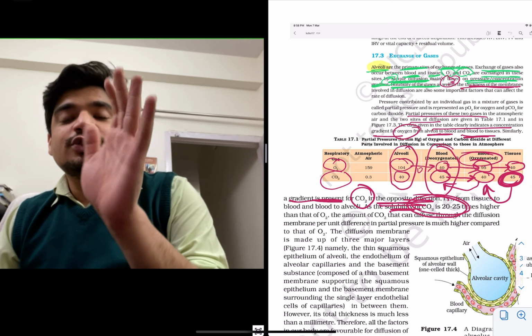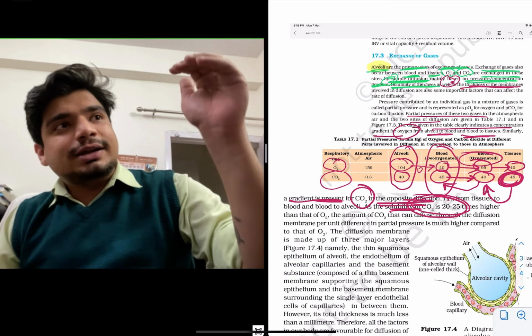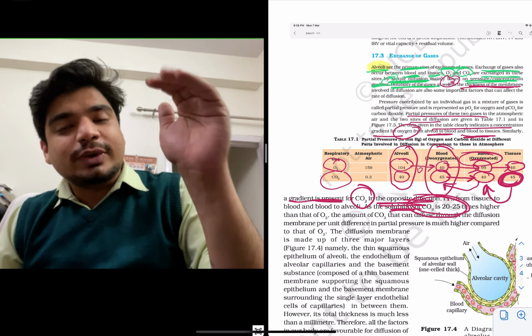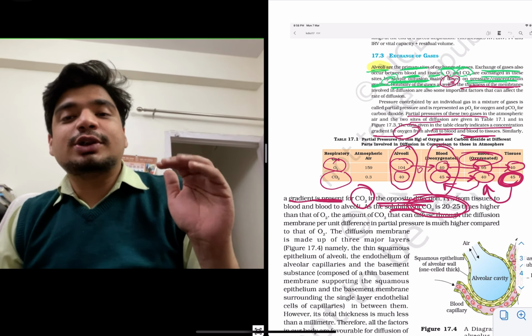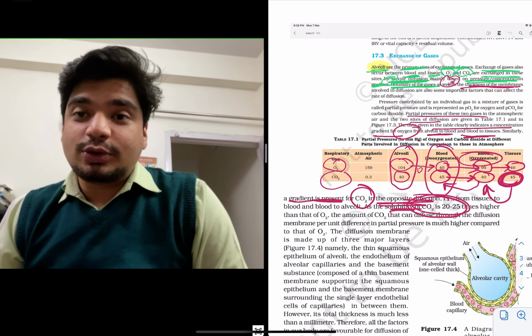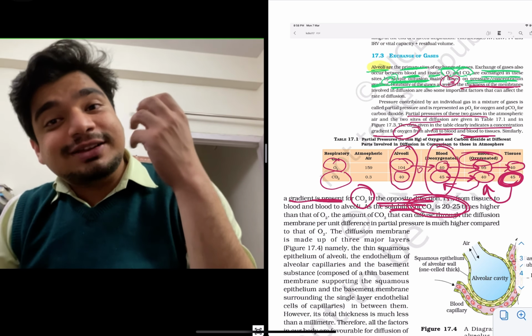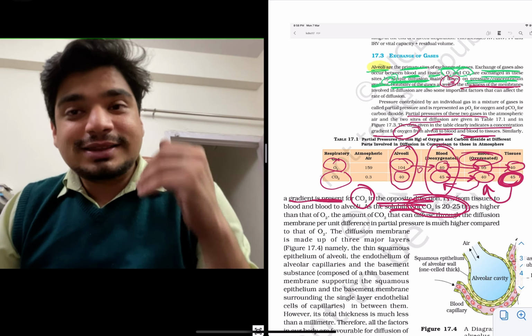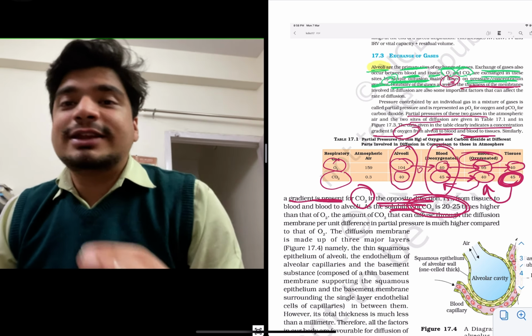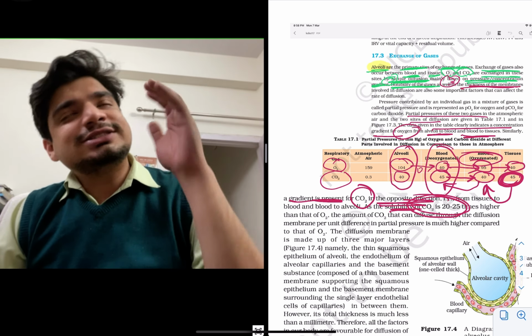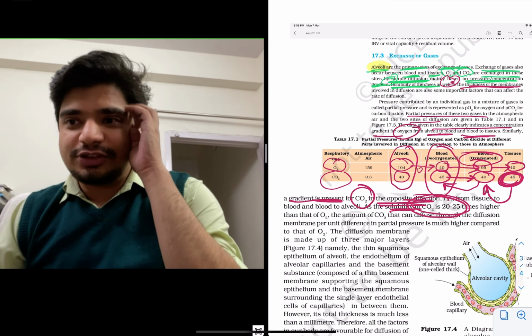The solubility of carbon dioxide is 10x as compared to oxygen, 20x as compared to oxygen, 30x as compared to oxygen, or 40x as compared to oxygen. This 20x is a very important point. This is asked even in postgraduate entrance examinations, that the solubility of carbon dioxide is 20 times more than that of oxygen.